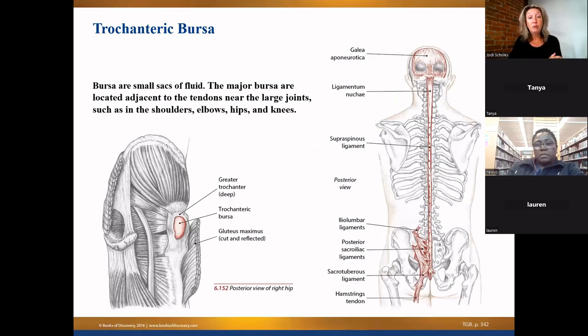Just a little reminder that there are bursa in almost every joint. So bursa are the little watery sacs. They're in the shoulder, they're in the hip. Inflammation of the bursa, of the trochanteric bursa, is called bursitis. So they're in the large joints: shoulders, elbows, hips, knees. That's bursa sacs. Mostly we hear about bursitis in the shoulders and the hips, though.